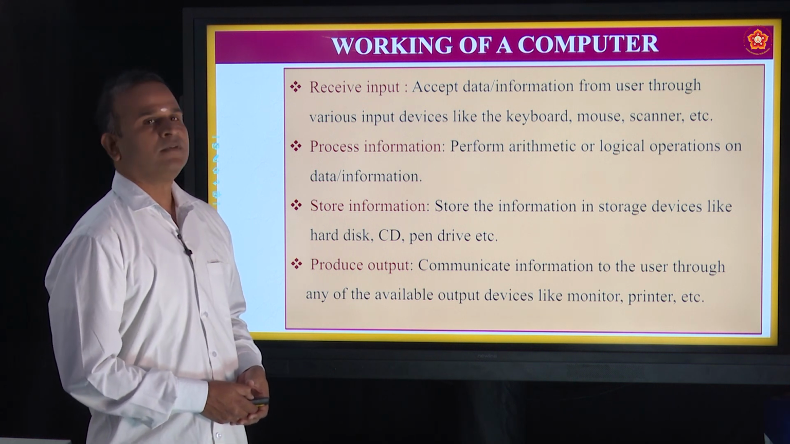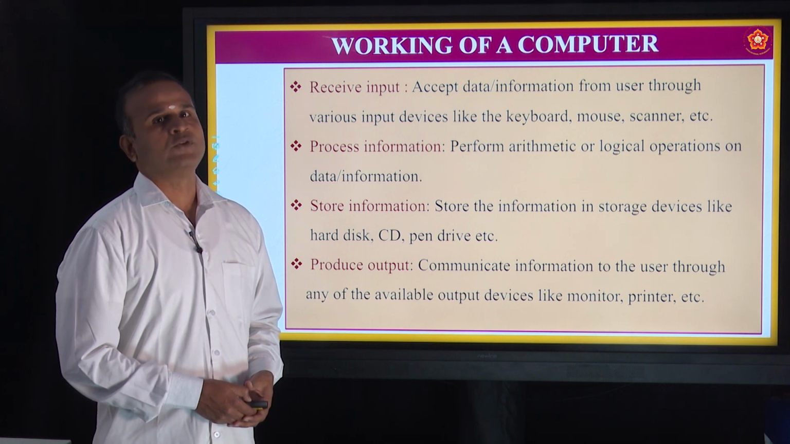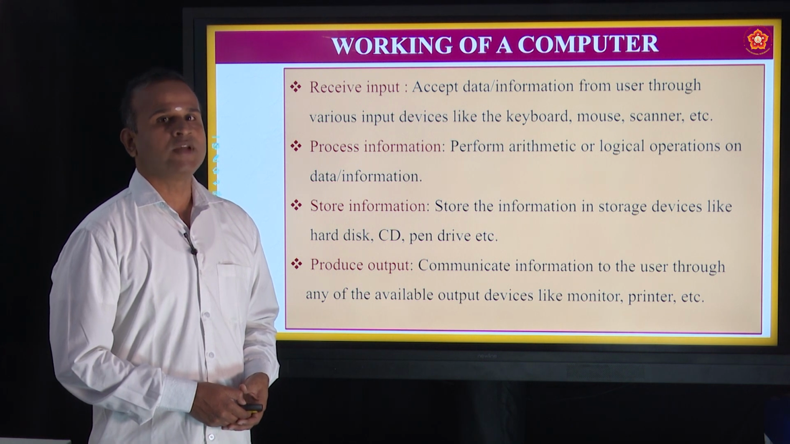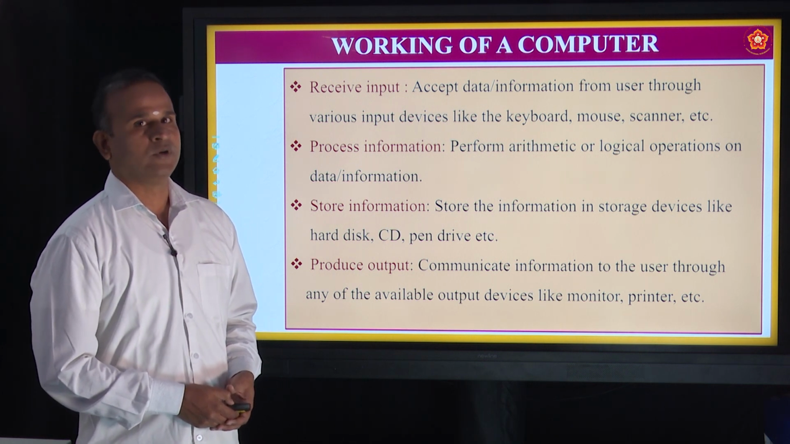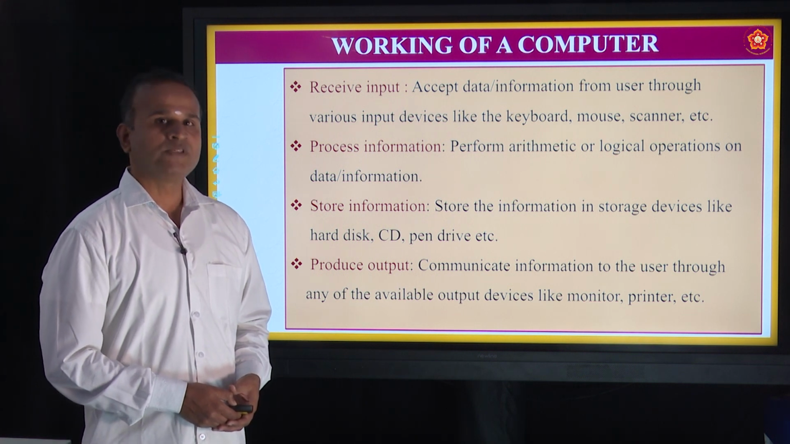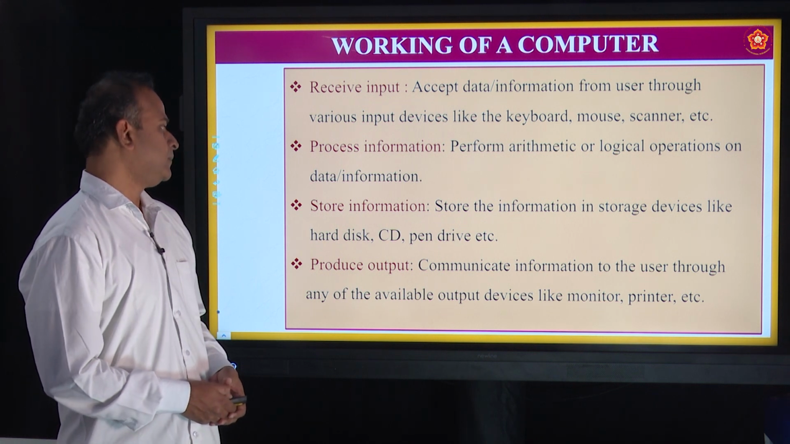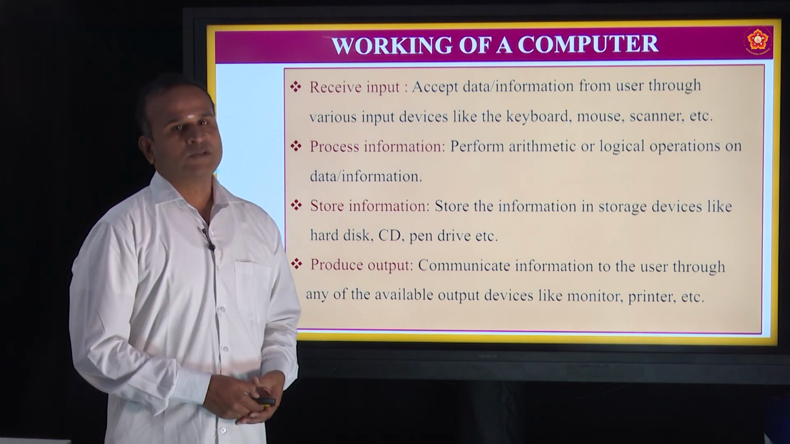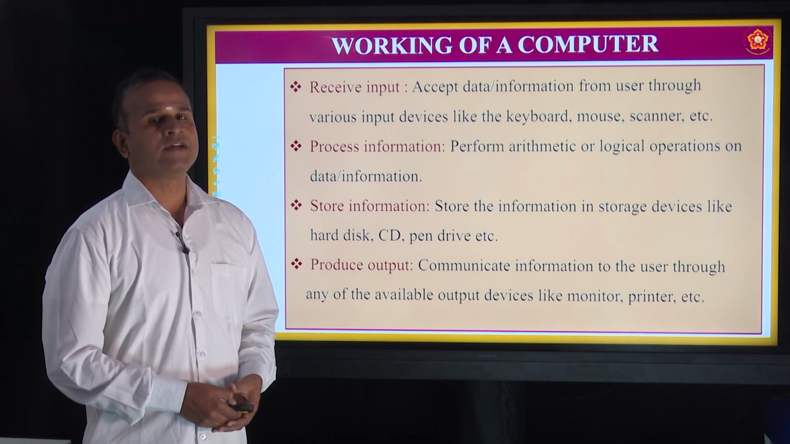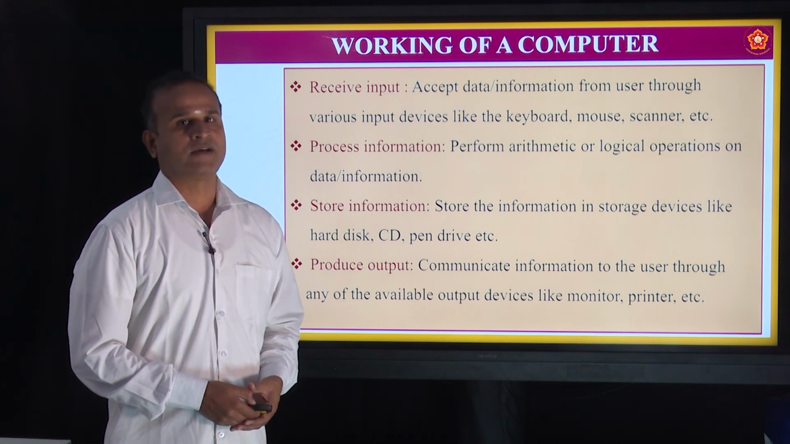Storage information. After you process the information through the CPU, the data needs to be stored on the storage devices to produce the output. The storage devices can be your hard disk, your USB pen drive, etc. Produce output. This produces the output to the users in the various output devices connected such as monitors or printers, etc.